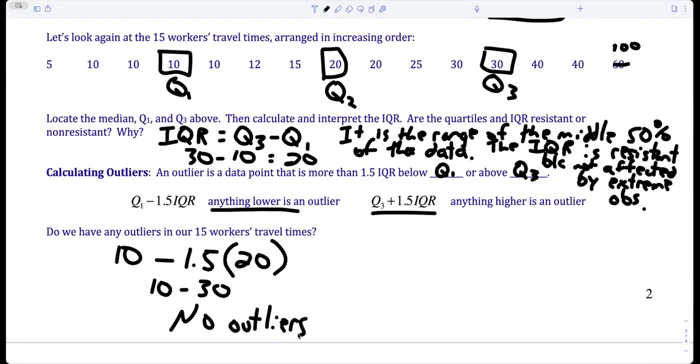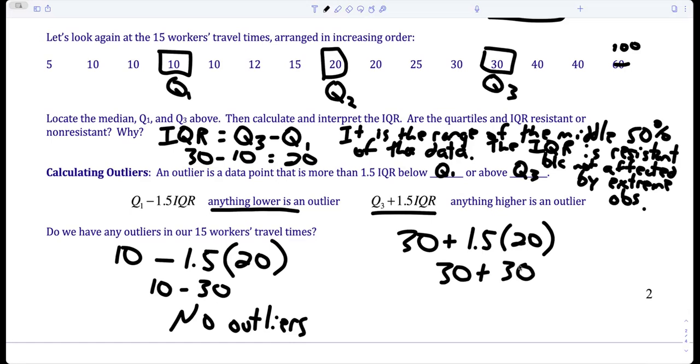And what about over here? Q3 is 30 plus 1.5 times the IQR, which is 20. That's going to give us 30 plus 30, which is 60. However, it must be higher than that. And our largest data point was 60. So we have no outliers in this one either. Anything greater than 60, like if it were 100, I changed it there, that would be an outlier, but otherwise, no.